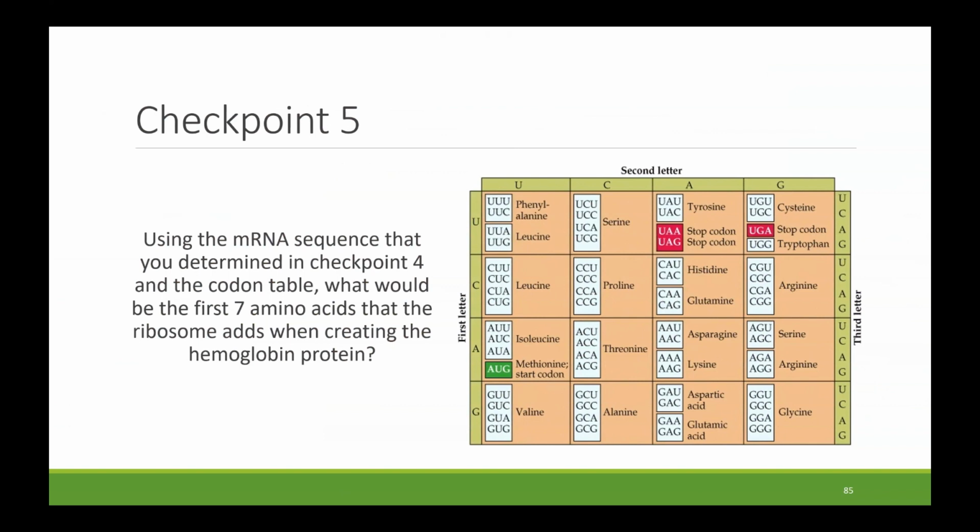But we do want to refocus our attention on hemoglobin again in this checkpoint. Using the RNA sequence that you came up with in checkpoint 4, along with the codon table shown here, what would be the first 7 amino acids that the ribosome adds to the chain when creating the hemoglobin protein?